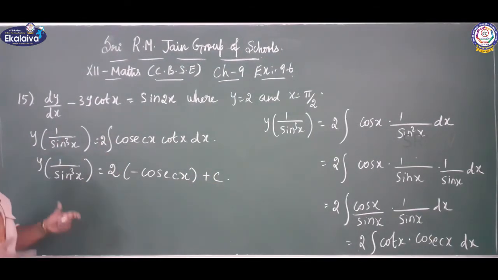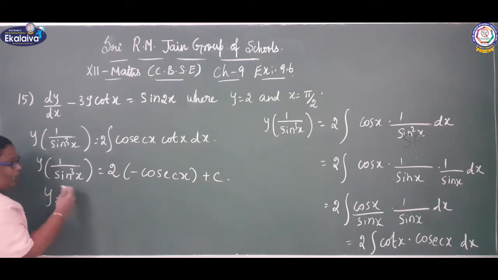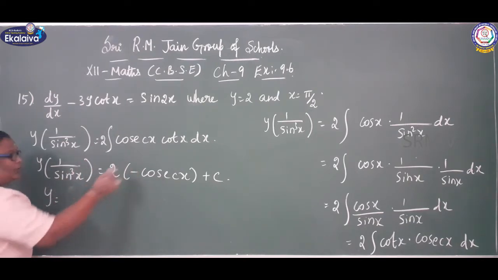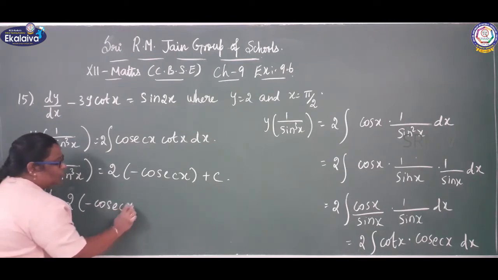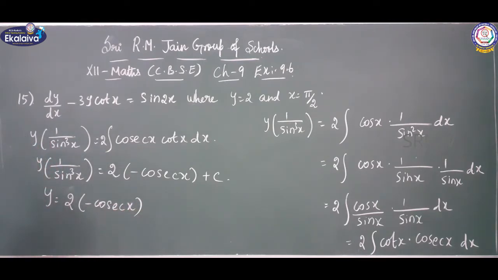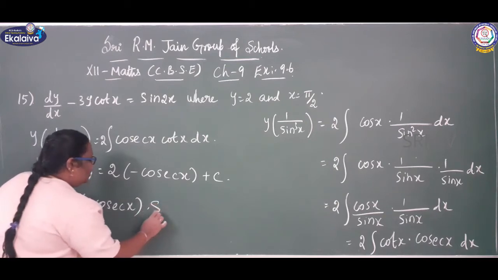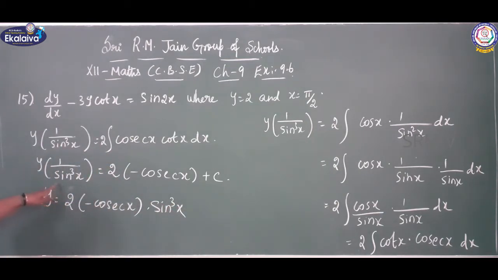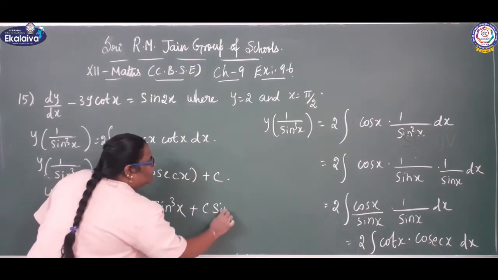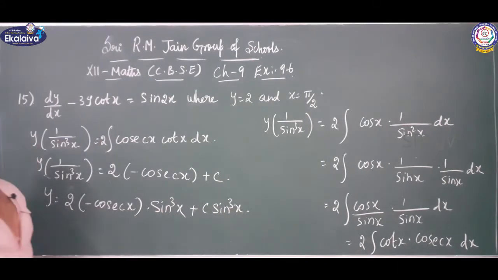We want to find out the value of c also. See, y equal to, you bring this sine cube x to this side. So 2 into minus cosecant x into sine cube x. You bring that sine cube to this side. So y equal to 2 into minus cosecant x into sine cube x plus c into sine cube x.